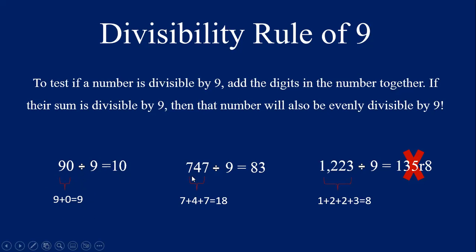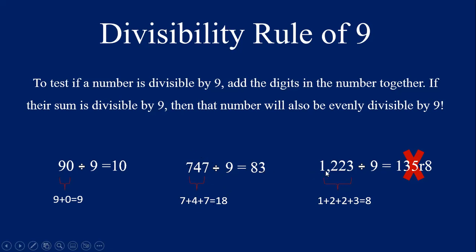Let's try the next one, 747. Is 747 evenly divisible by 9? Well, let's add these digits together and find out. 7 plus 4 plus 7 gives us 18. Well, 18 is a multiple of 9. 9, 18. So this whole number, 747, will be evenly divisible by 9. And if we work it out, we get the answer of 83.